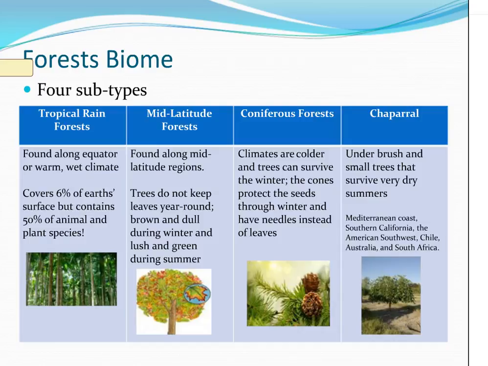And last, we have chaparral. And that's kind of an underbrush with small trees that survive very dry summers. And you'll see this subcategory of biome on the Mediterranean coast or in Southern California, the American Southwest, Chile, Australia, and South Africa.